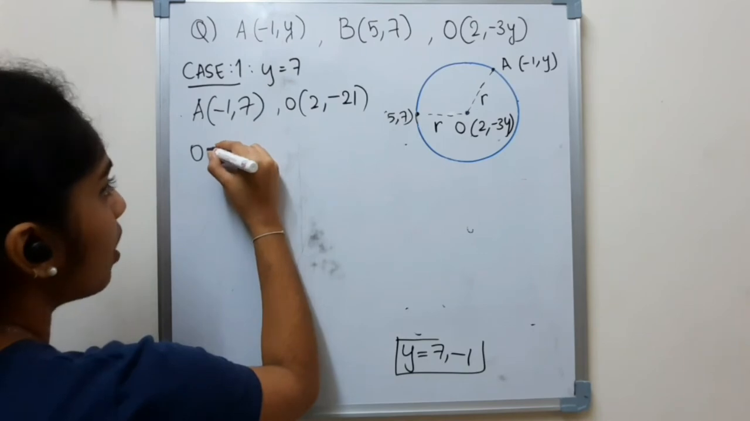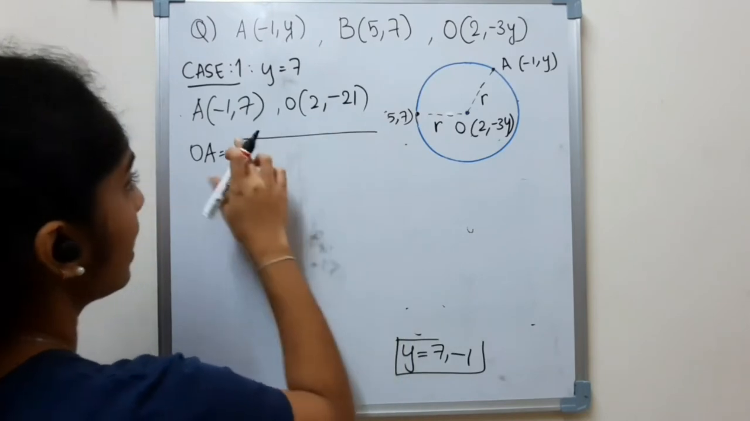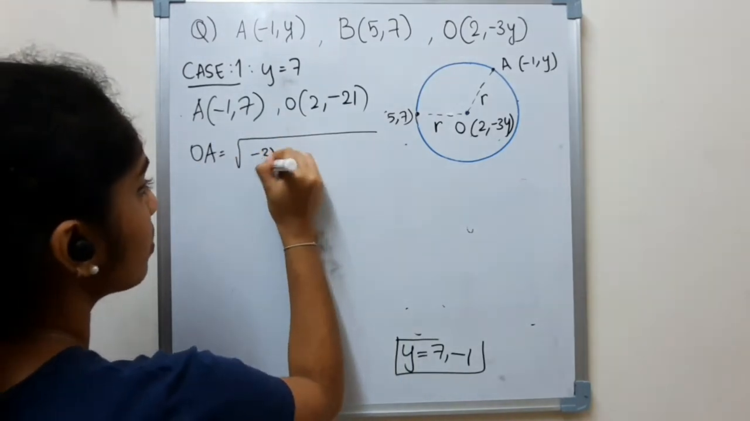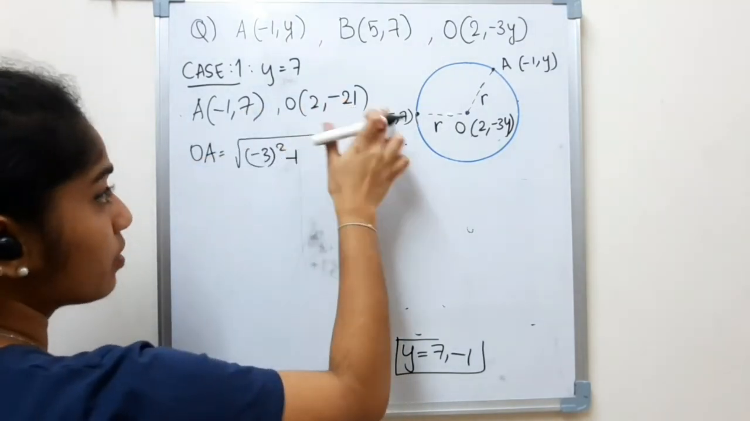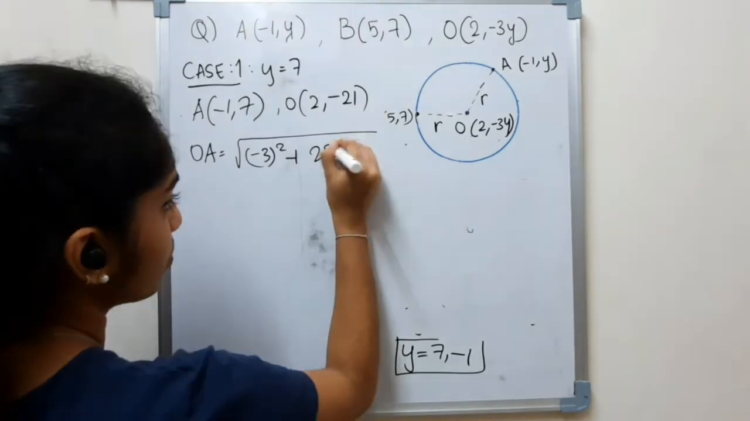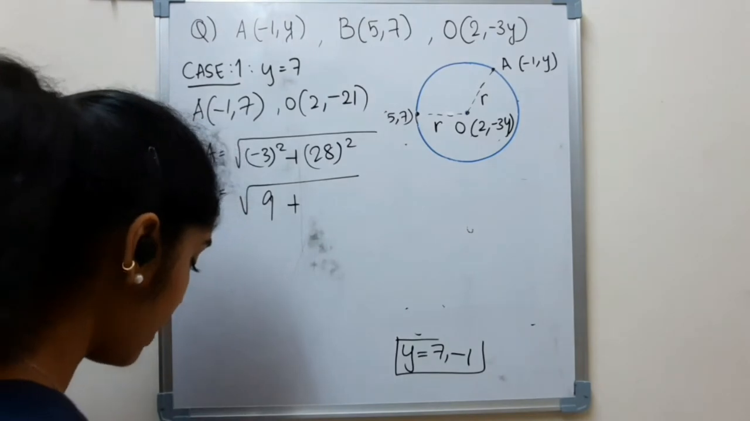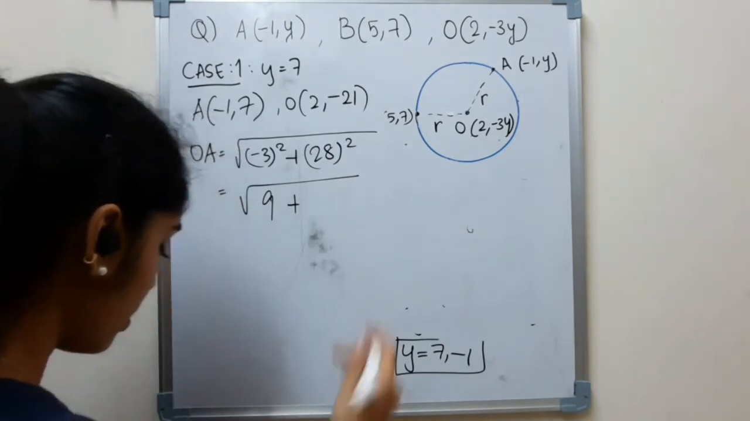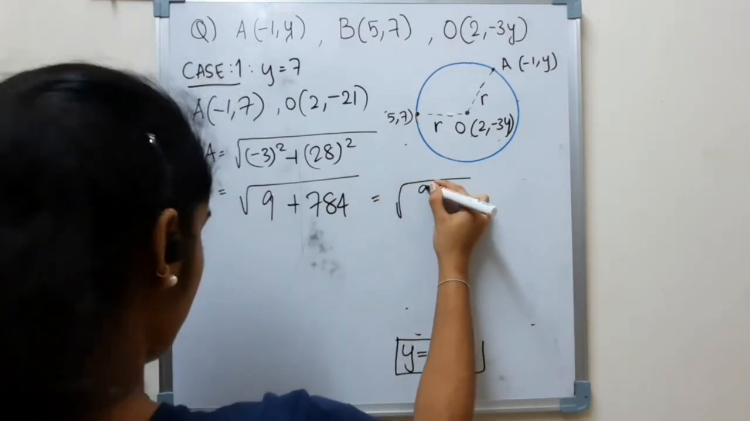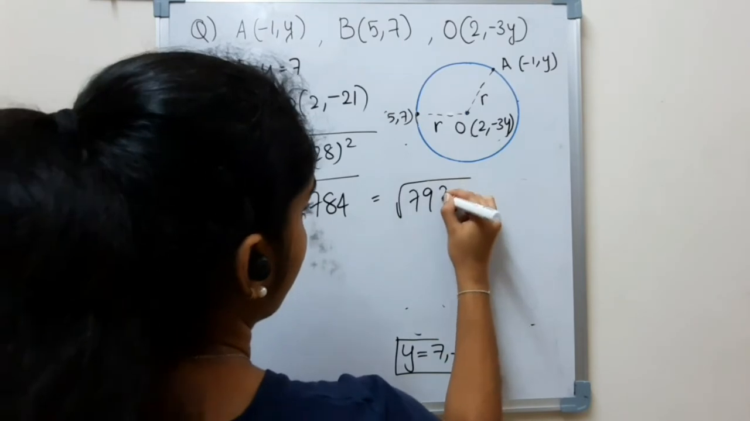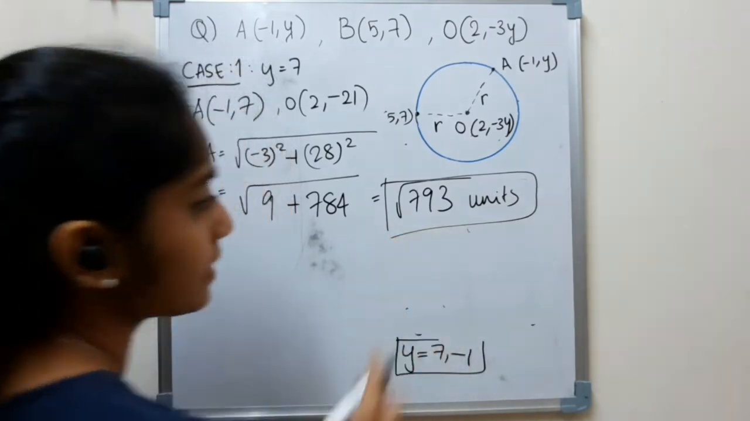Now we have to find the radius. So radius is OA. Let's take, again using the distance formula, x2 minus x1, minus 3 the whole square, plus 7 minus of minus 21, so 7 plus 21, 28 the whole square, which is 9 plus 784. So you'll have the square root of 793 units. This is the radius of the circle when y is 7.